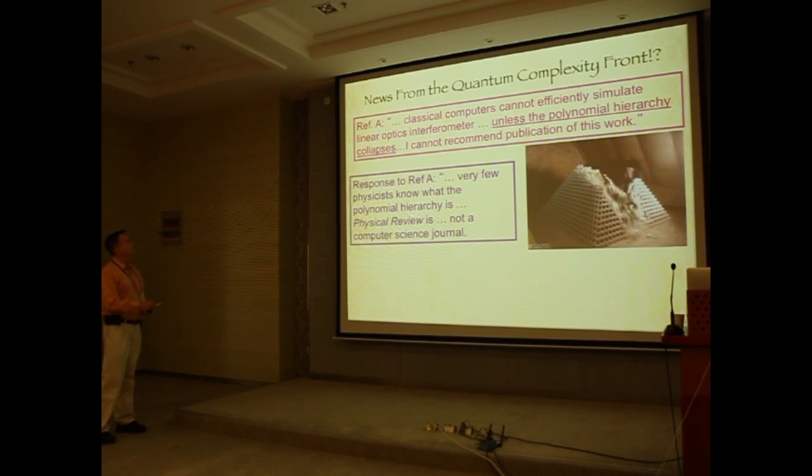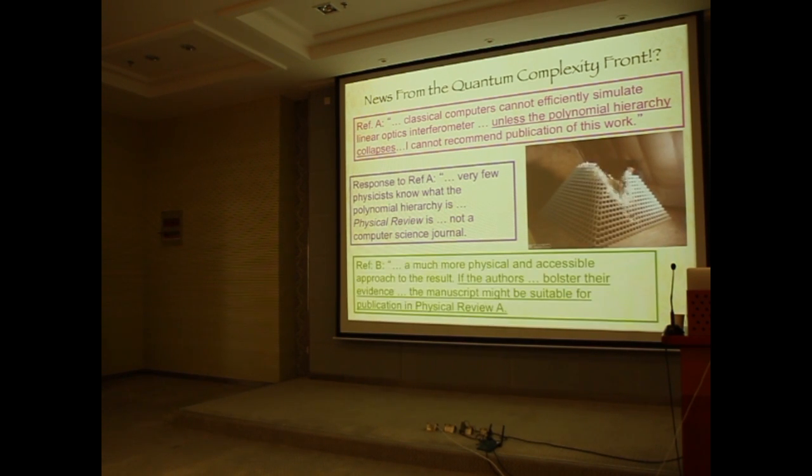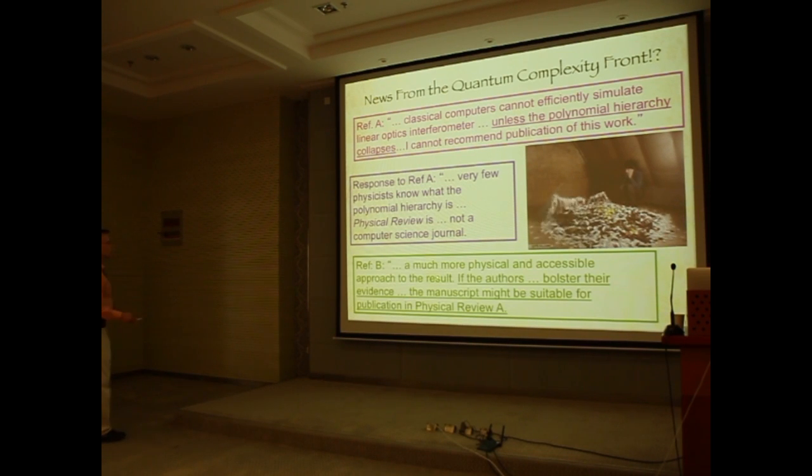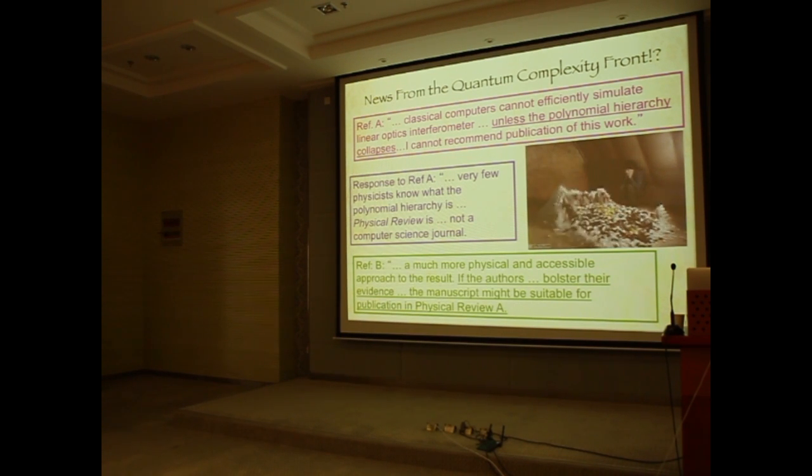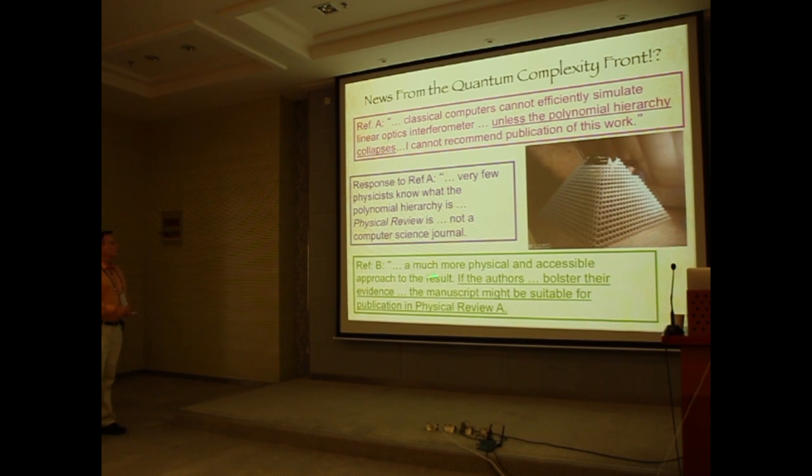Okay. We responded to them saying very few physicists know what the polynomial hierarchy is, and Physical Review A is not a computer science journal. Thank you very much. Referee B actually had a brain and was much nicer to us and said a very physical and accessible approach. And that's what we're trying to do. Take this thing, wrench it out of the hands of the computer scientists at MIT, no offense, Dirk, and convert it into physics and then regurgitate it to the physics community in a form that would be digestible, like a mother bird.